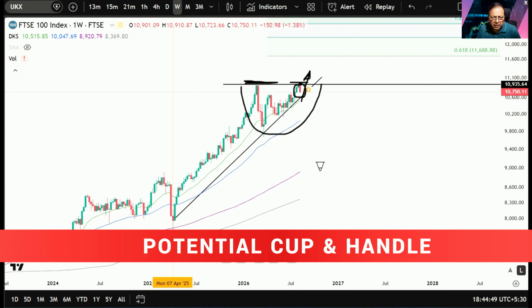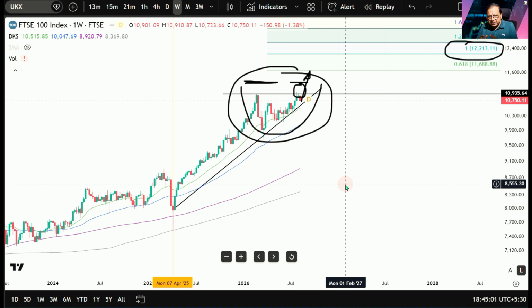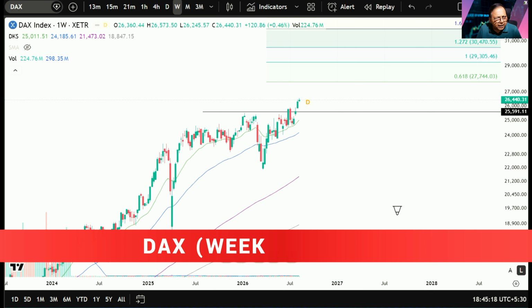cup and handle pattern. And if you project the target by using this pattern, 61.8% expansion comes at 11,688, which could be the next potential target of this index. And this is the German market index, DAX index in weekly time frame.